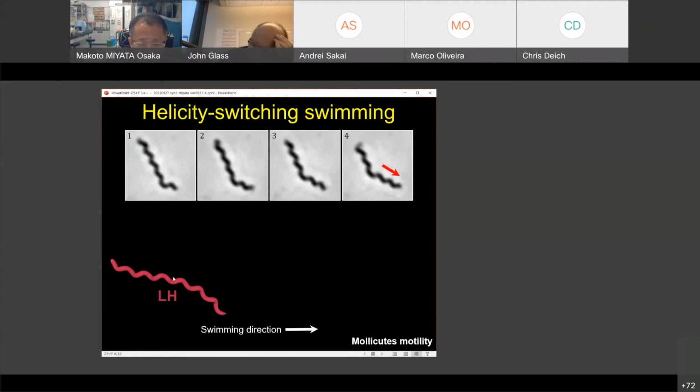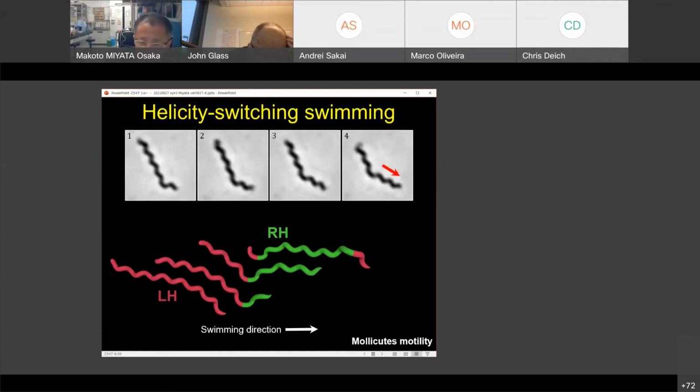Basically, they are in left-handed helices. From the front side, they shift from left-handed to right-handed. Then the shift travels along the cell axis. Again, from the front side, it shifts from right-handed to left-handed. If you think about the helicity shift, the back side of the shift should rotate. So in this mechanism, these bacteria push the water to the backside and they swim forward.